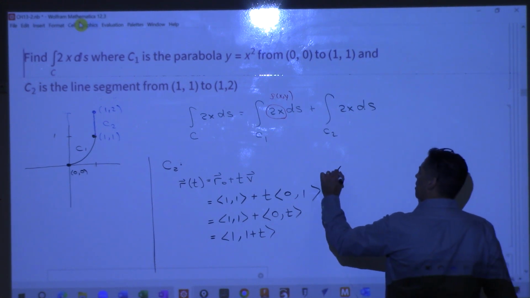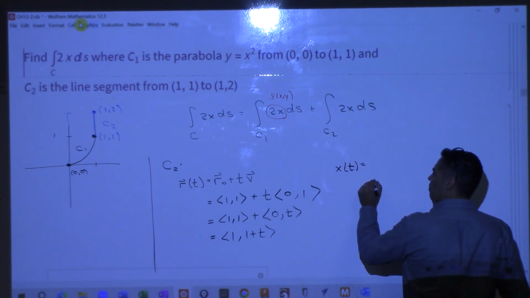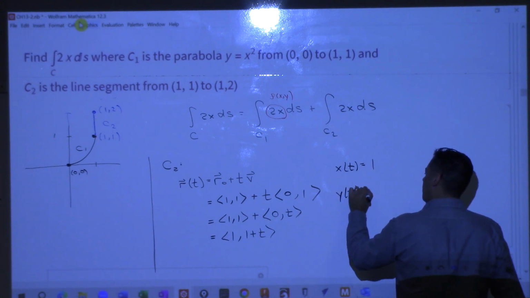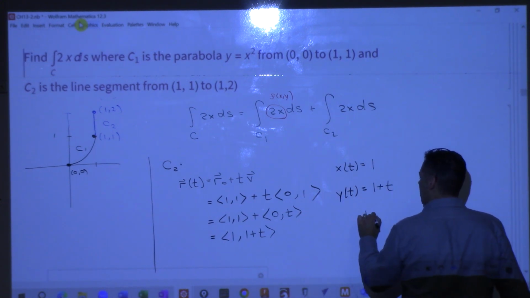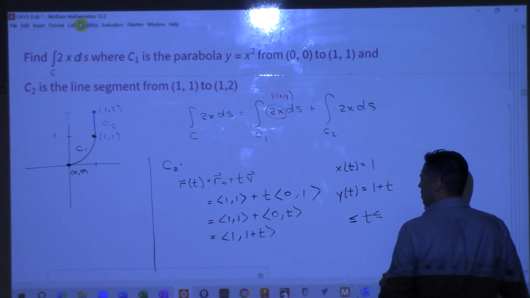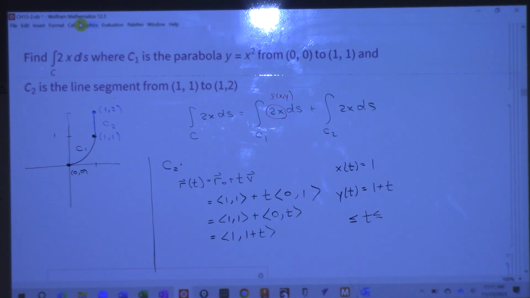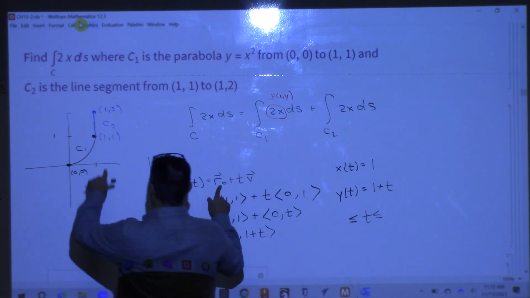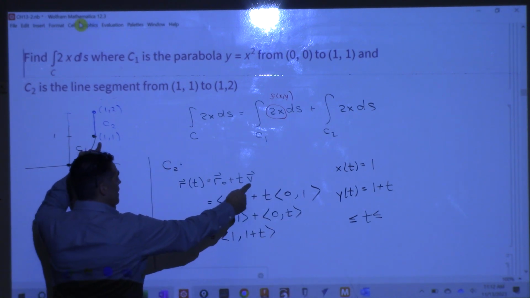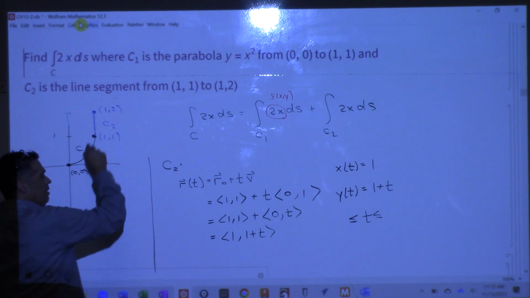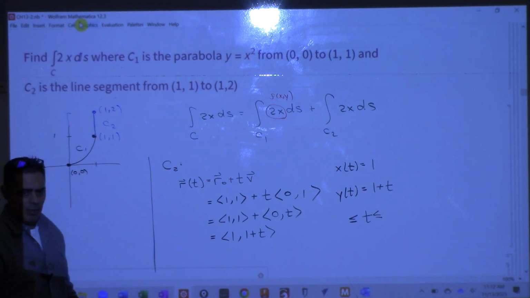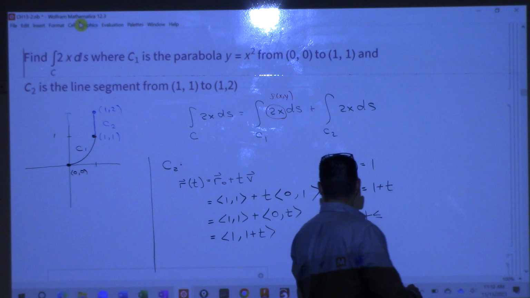So our x of t here is what? 1, and our y of t is 1 plus t. And our t here will go between, careful, 0 and 1. Remember I told you all that anytime you want to come up with a vector equation of a line segment, it'll always be from 0 to 1 so long as you follow the method that I taught, which is your r naught will always be where you're starting, and your v will always be the vector from here to here. If you do it that way, then your restrictions on t will always be 0 to 1. You can check it, right?